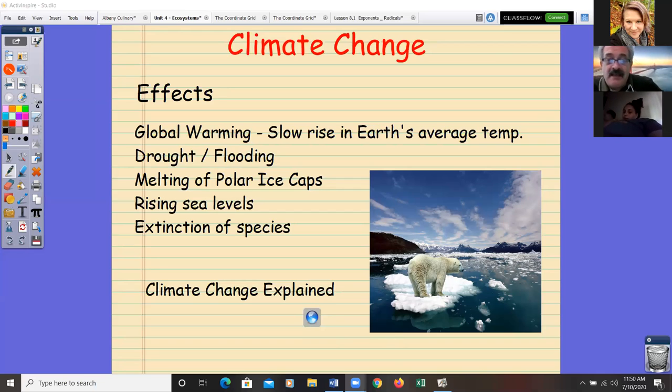I think one of the things that people are having some issues with is that they're getting confused between climate change and the weather. If you have a week of hot weather, like this week, that does not necessarily classify as climate change. Climate change is something that lasts for a long, long time.